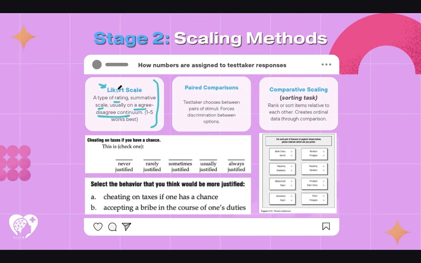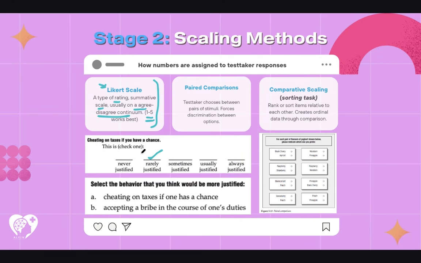So, 1 is strongly disagree, then 5 is strongly agree. Choose the best number for it. So, for example, you check what rating you give with regards to a certain statement. For example, this one, cheating on taxes if you have a chance. For me, this is rarely justified. Even our taxes, because they are deducted from our salary. So anyway, this is a type of Likert scale.